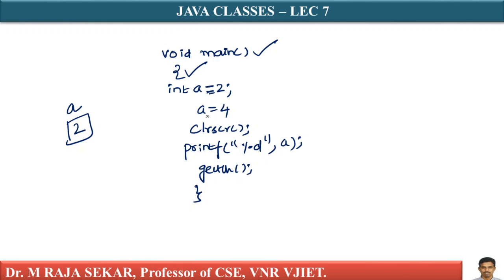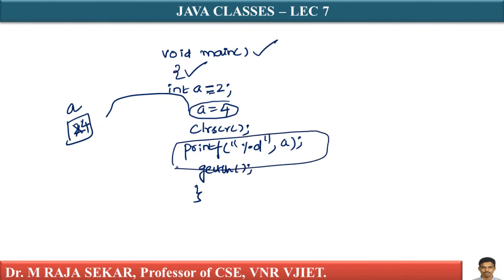Now again we are saying a equal 4. What does it mean? If I say a equal 4, this number 2 will be overwritten by 4. This number 2 will be replaced by 4. Now if I print in C language, printf %d comma a, what output will I get? I will get number 4 as output. Here what's happening? Initially I am storing number 2 in a, then I am storing number 4. In that case this number 2 is overwritten by 4.